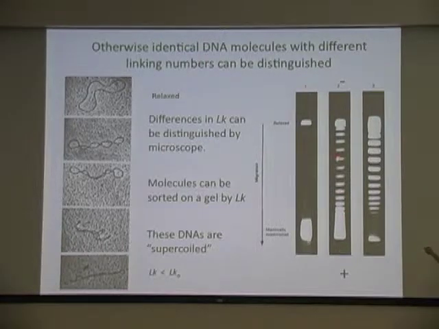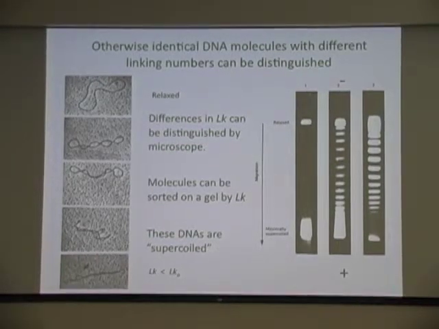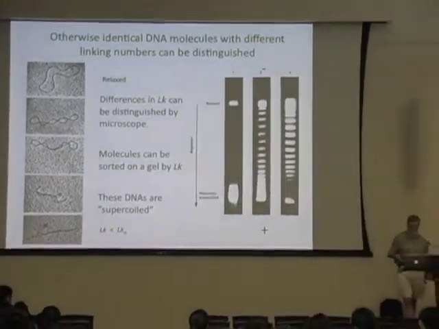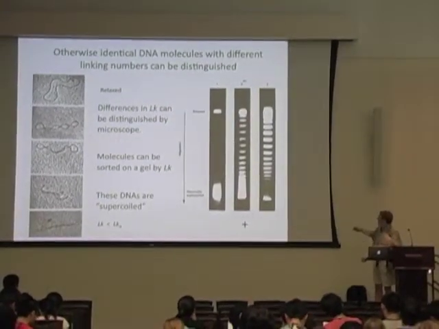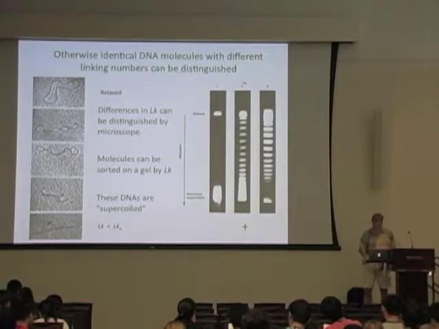So this band differs from that one by 1 in the linking number. And then you can take your little scissors and cut this band out, and you have a sample of DNA that is homogeneous in linking number. Every molecule has the same linking number. So you can do all kinds of experiments on it. Again, this is the basic physical chemistry aspect of what I'm talking about here.